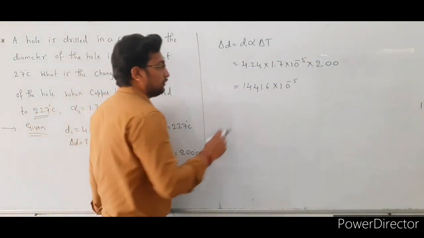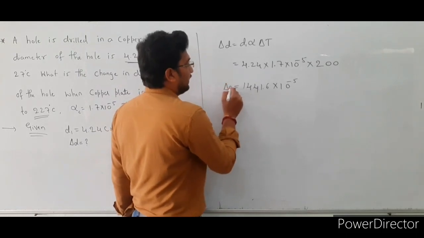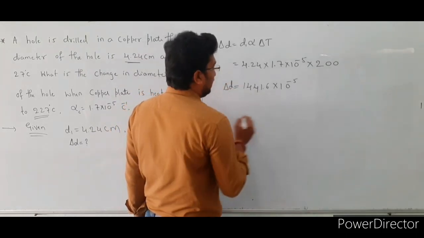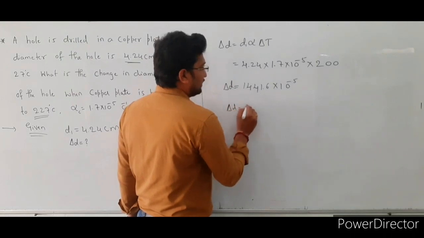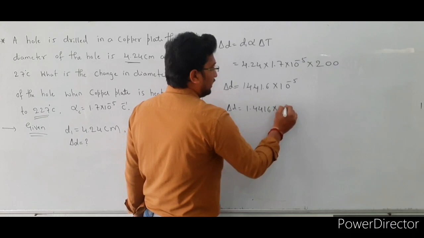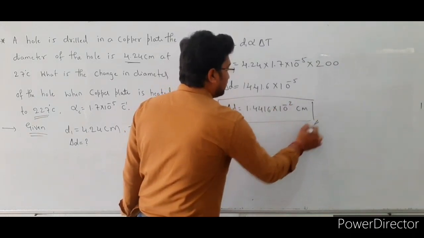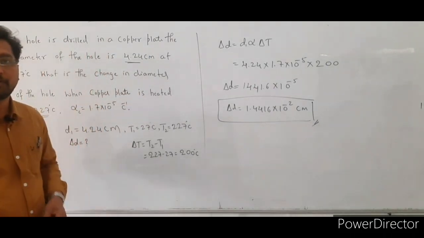So that is 1441.6 into 10 to the power minus 5. This is the change in diameter, right? So change in diameter is equal to 1.4416 into 10 to the power minus 2 centimeter, right? This is the final result of this problem.